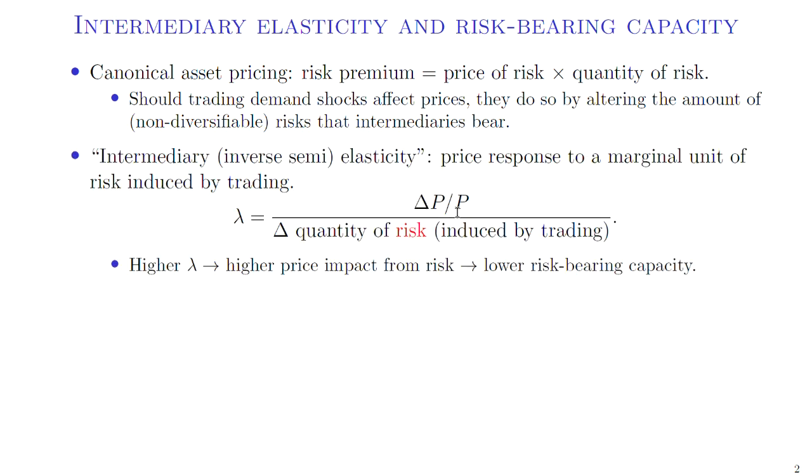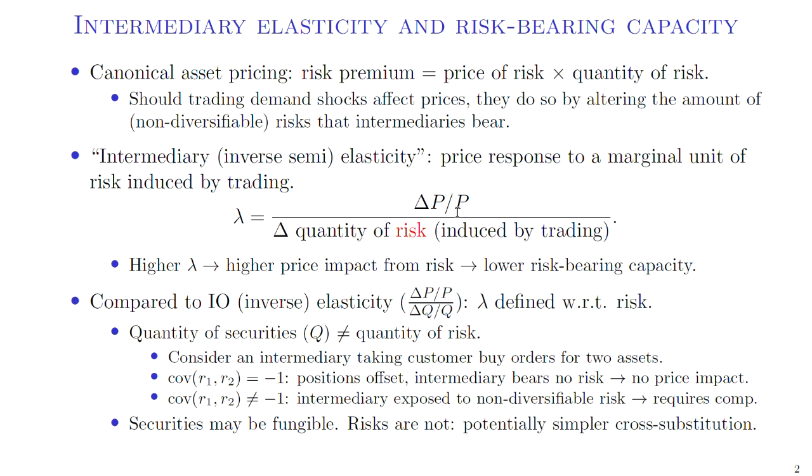So what we estimate in this paper, as the title suggests, is called intermediary elasticity, which is the price response to a marginal unit of risk induced by trading. You can see here this lambda, dP over P, which is the percentage price change. This is the familiar term. What's new is in the denominator, which is the quantity of risk induced by trading. This is an inverse elasticity because we put the price in the numerator, and a semi-elasticity in the sense that in the denominator we have just a quantity of risk, not the percentage change in quantity. If you have a higher lambda, it means a higher price impact from trading, and this means a lower risk-bearing capacity from the intermediary's perspective.